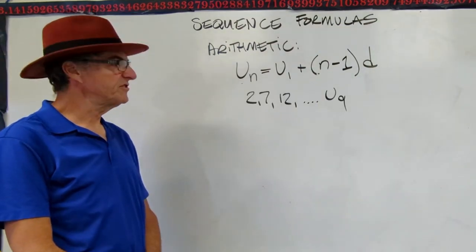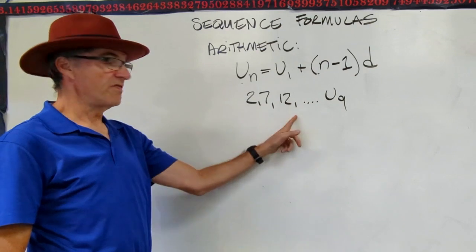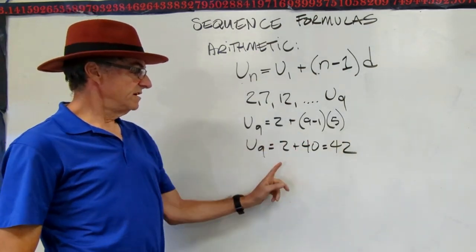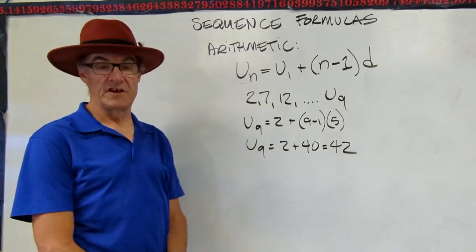All right, try this one. Let's find U9 for that sequence. So here's my plug-in step. Went ahead and did that, crunched my numbers. I got 42 for the 9th term.